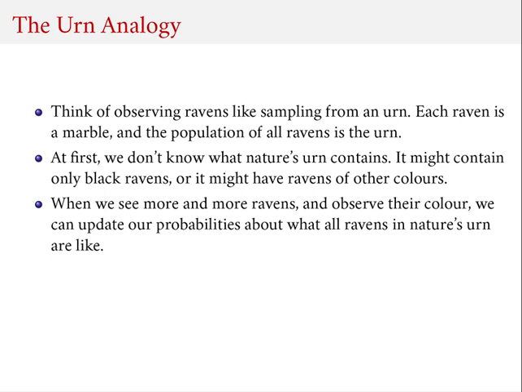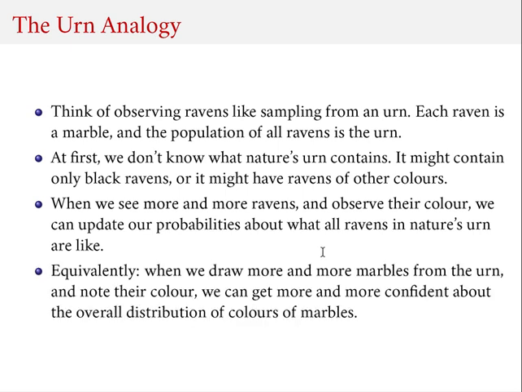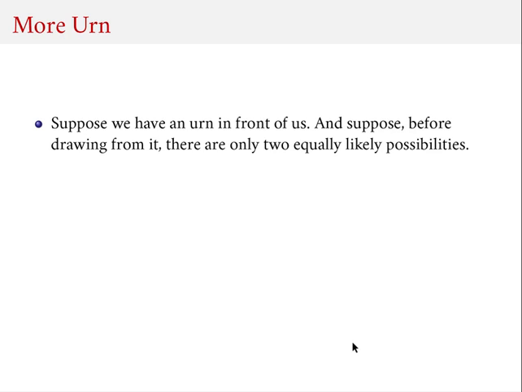And when we see more and more ravens and observe their color, we can update our probabilities about what all the ravens in nature's urn are like. Just as we draw more and more marbles randomly from an urn, we can update our probabilities and our belief in what the overall composition of that urn is. Just like we see more and more ravens and note their color and use those observations to inform our theory, similarly, we draw more and more marbles from an urn and note their color, and we get more and more confident about the overall distribution of colors of marbles.